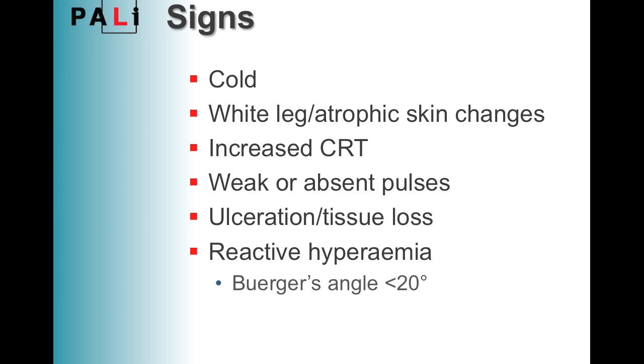Buerger's test is where we lift the legs of the patient up to 90 degrees and note when the patient's legs turn white. This is called the Buerger's angle. So the shallower the angle, the more severe the disease. And then when we swing the legs round onto the floor, there's a reactive hyperemia, which is indicative of the tissue having had a period of ischemia.